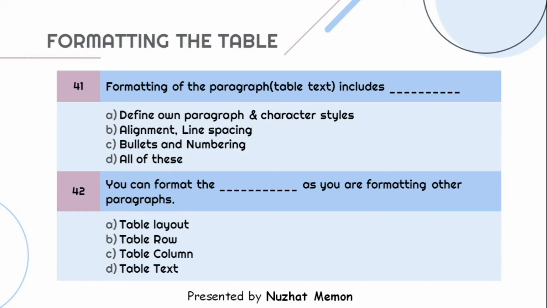41. Formatting of the paragraph, that is table text, includes dash. So it can define its own paragraph or character styles. Alignment, there are 4 alignments. Which are they? Yes, left, right, center and justified. Next thing is line spacing, then bullets and numbering. So all of these can be done for table text.